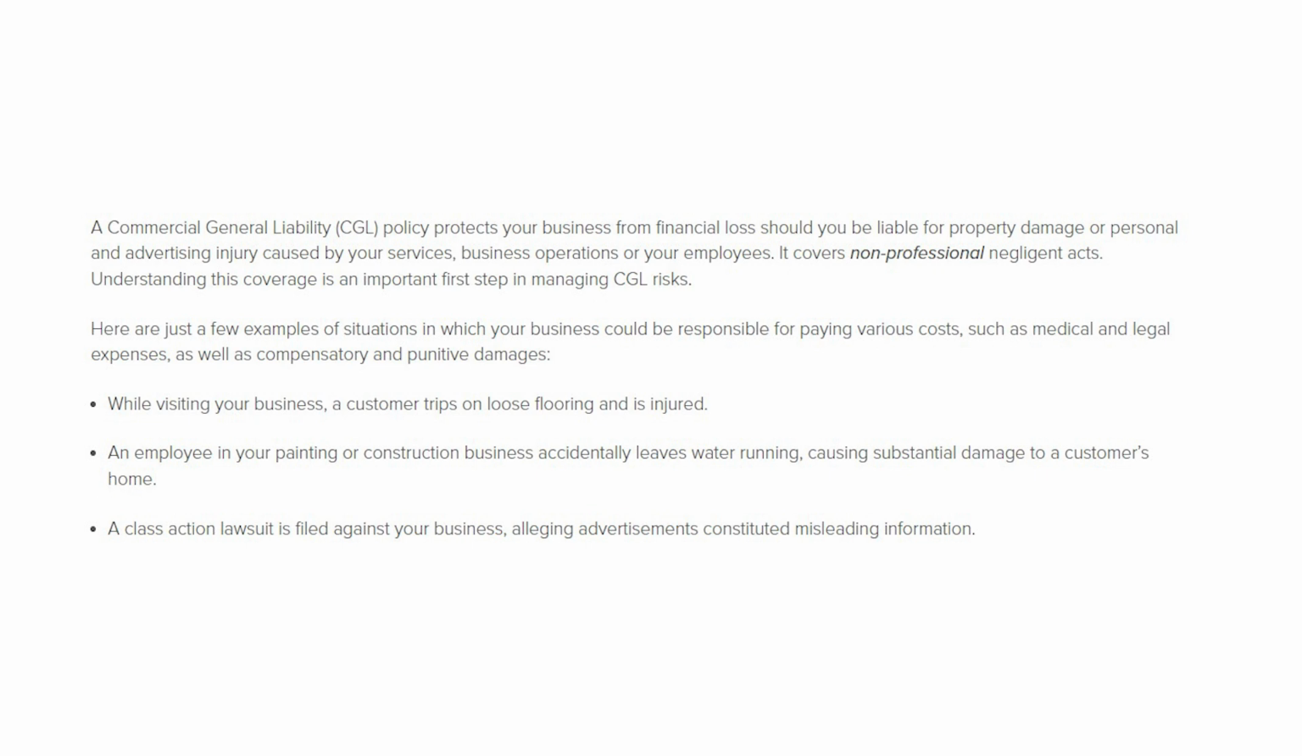Here are just a few examples of situations in which your business could be responsible for paying various costs, such as medical and legal expenses as well as compensatory and punitive damages. While visiting your business, a customer trips on loose flooring and is injured. An employee in your painting and construction business accidentally leaves water running, causing substantial damage to a customer's home. A class action lawsuit is filed against your business alleging advertising contained misleading information.